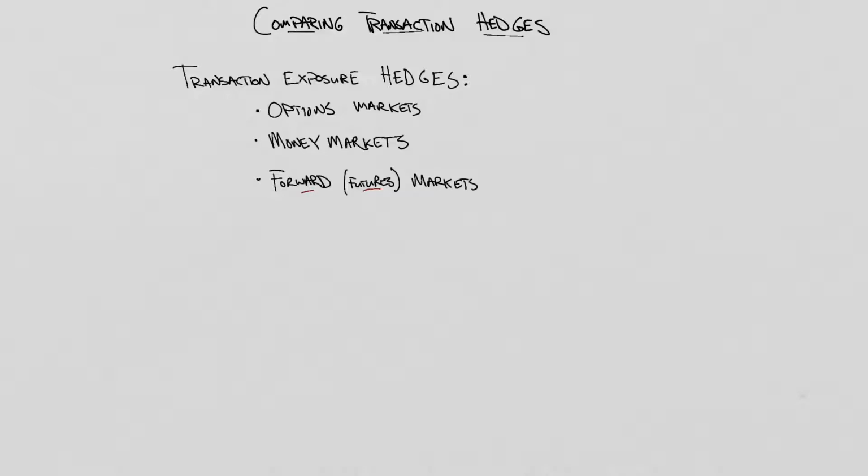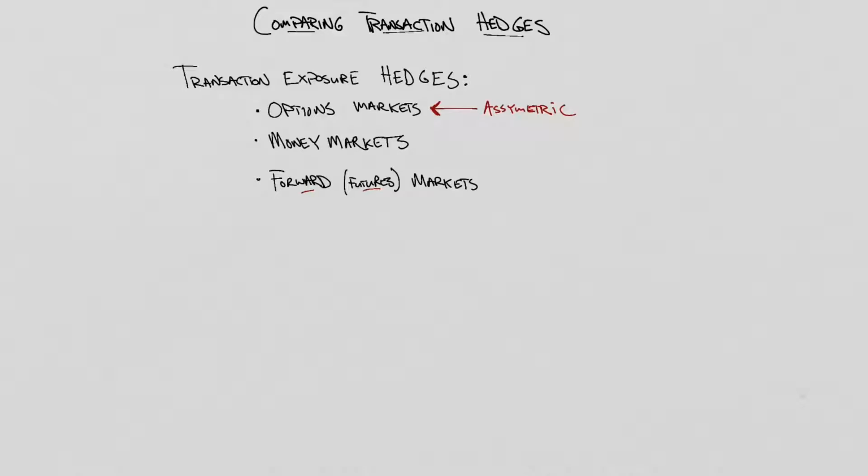Futures and forwards are basically the same, other than trading on an exchange or not. The one key difference between those two and options markets being that options provide this asymmetric payoff where the hedge kicks in if the currency moves against us, but otherwise it doesn't, and we get to enjoy the upside. So it's asymmetric.